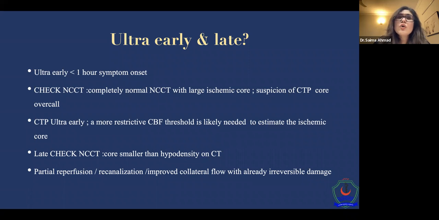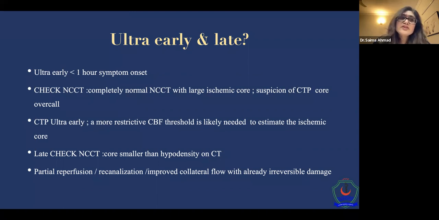So the CTP is not important if you are taking it earlier than 6 hours. It's not the imaging method of choice for the acute stroke treatment. But after 6 hours, then you can depend upon the CTP.